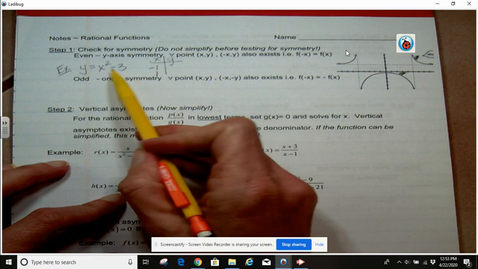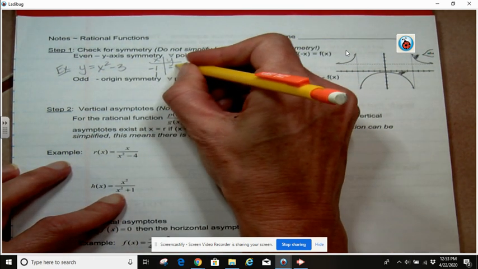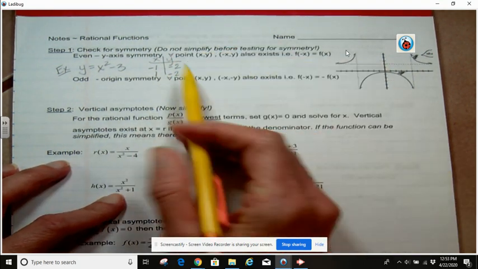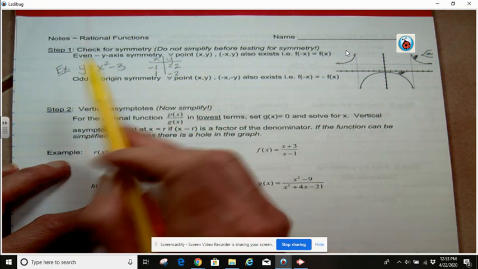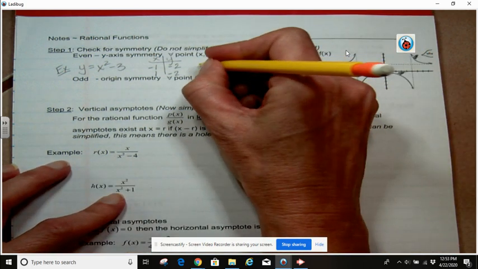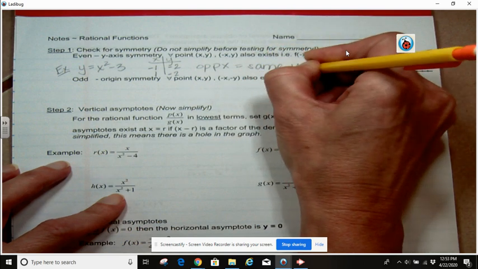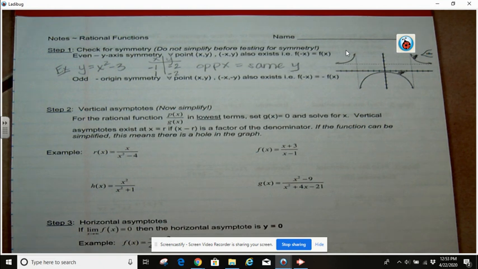If I substitute -1 in here, I get -2. If I substitute +1, I also get -2. So the opposite x value gave me the same exact y value when I substitute into the function. So the opposite x gives me the same y. And that's how I determine that I have y-axis symmetry. And that's what we're trying to get in step 1. So it's an even function, but the type of symmetry is y-axis symmetry.